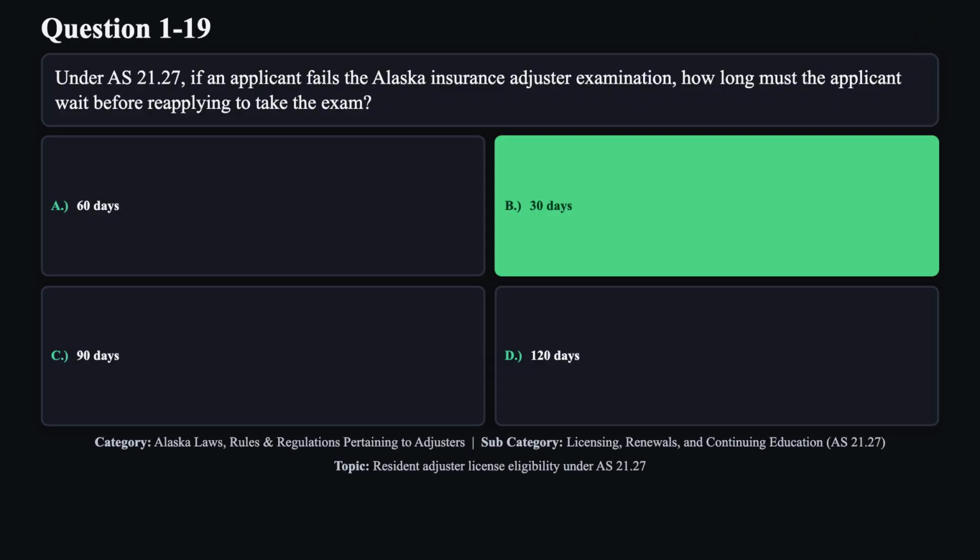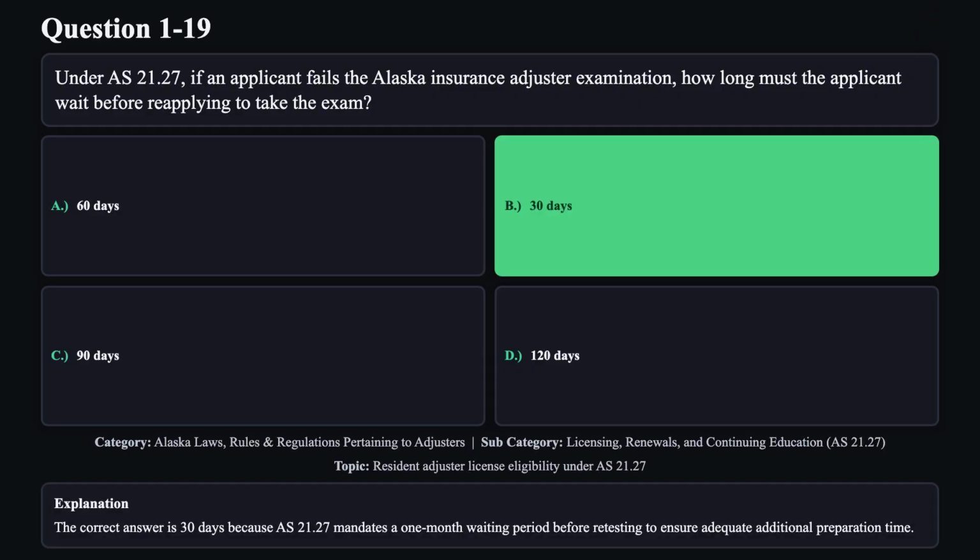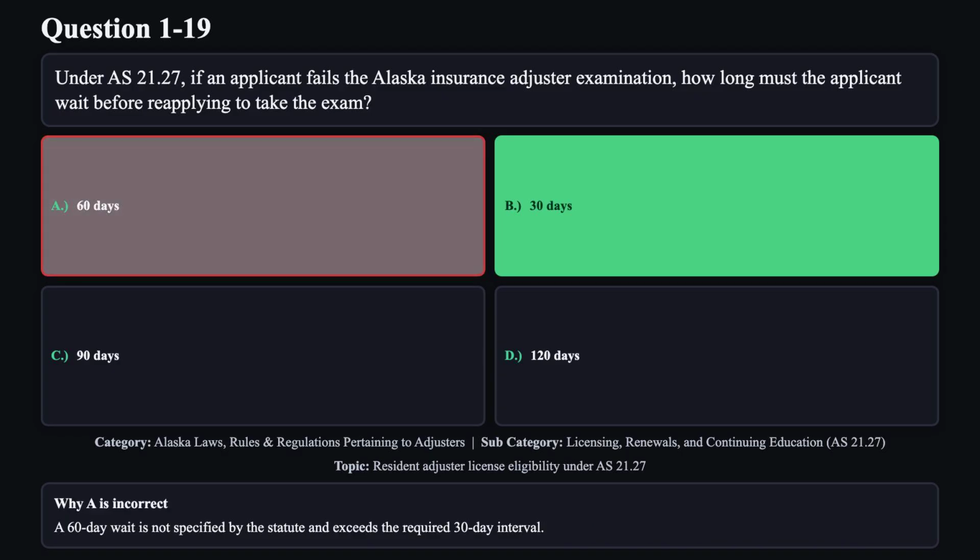The correct answer is B. The correct answer is 30 days because AS21.27 mandates a 1-month waiting period before retesting to ensure adequate additional preparation time. Reason A is not correct. A 60-day wait is not specified by the statute and exceeds the required 30-day interval.